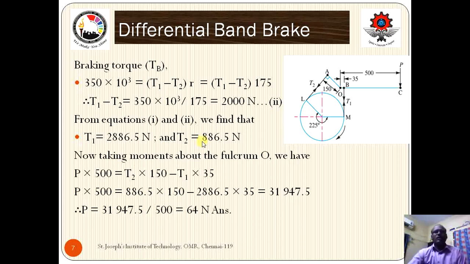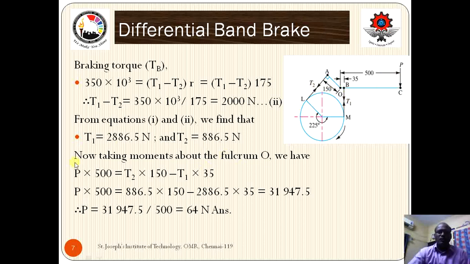Now we take moments about the fulcrum O. We have three forces here. The drum is rotating clockwise. If the drum rotates clockwise, T1 will be here and T2 on the opposite side. Because of the clockwise rotation of the drum, the drum exerts more tension on this side of the band compared to the other side. So T1 will always be here, and T2 there.